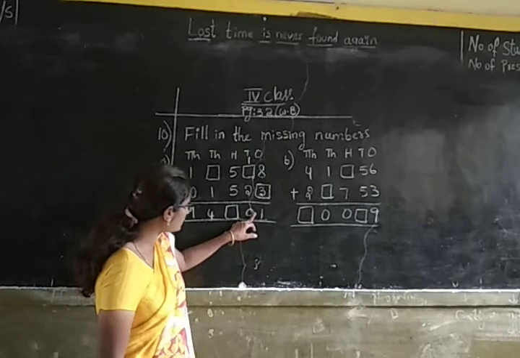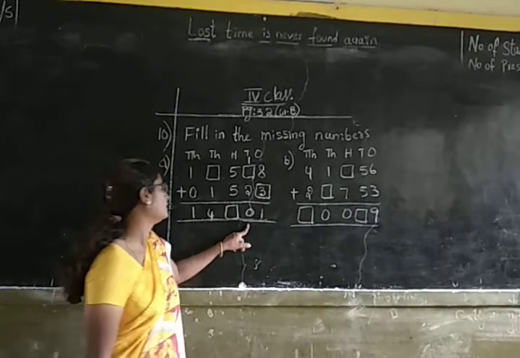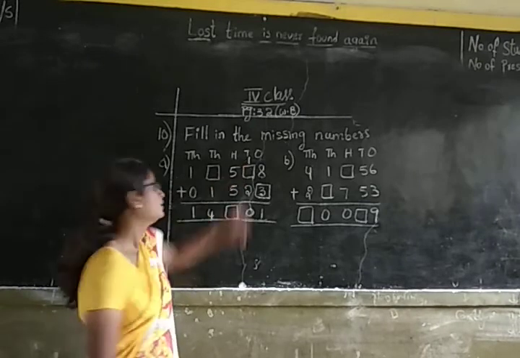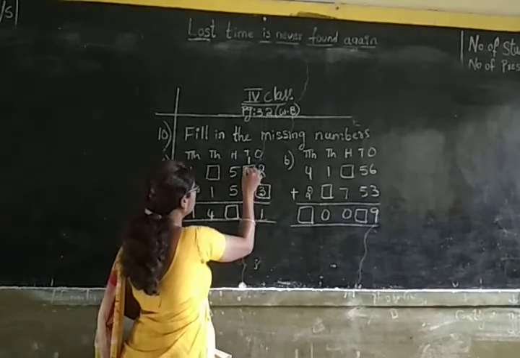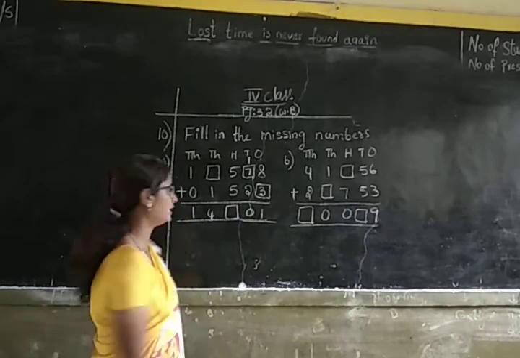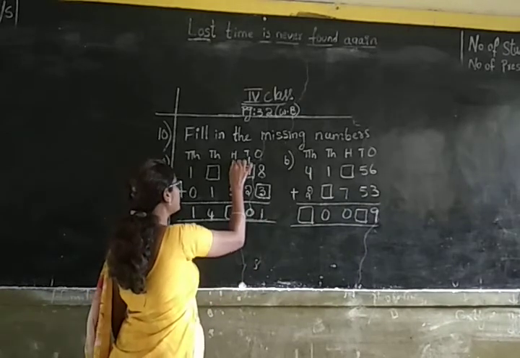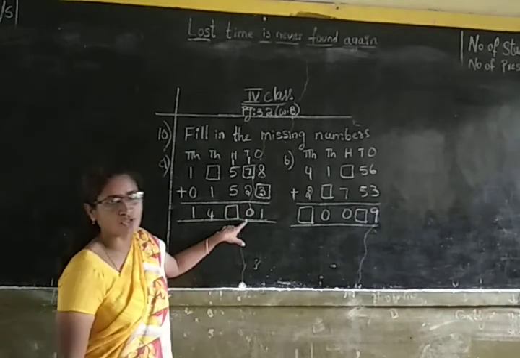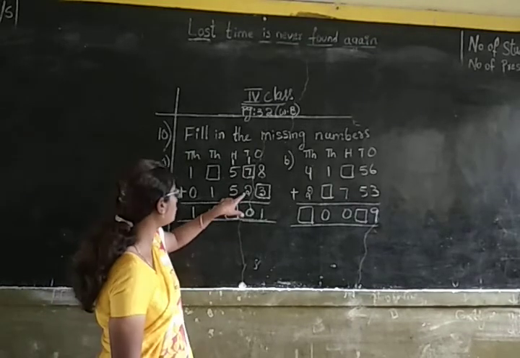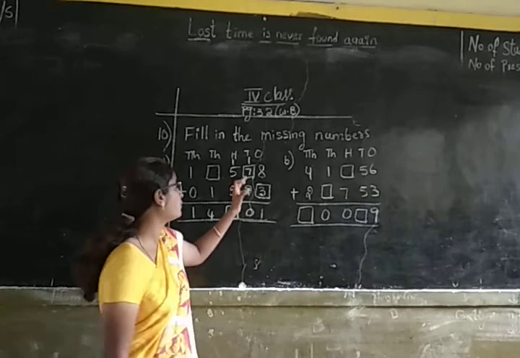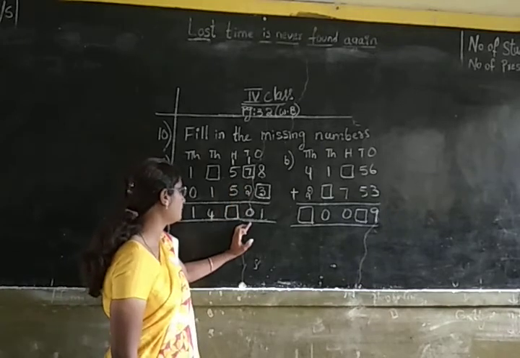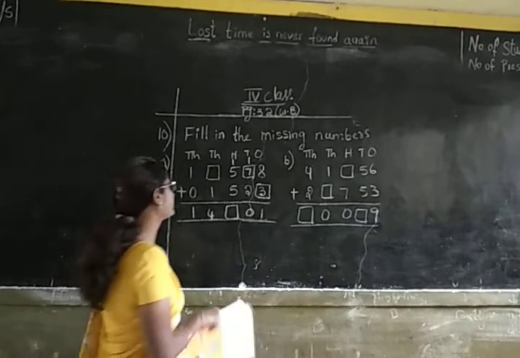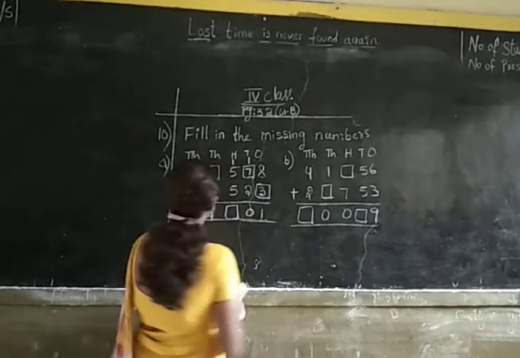Here the answer is 0, which means 10. Here 2 plus 1 is 3. If you add 7 to 3, you will be getting 10. So you have to put 0 here and carry away 1 to the next place. Did you understand children? Okay.